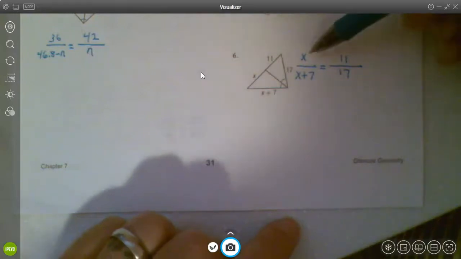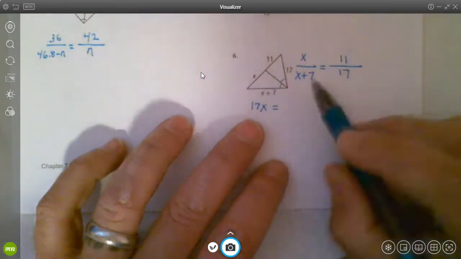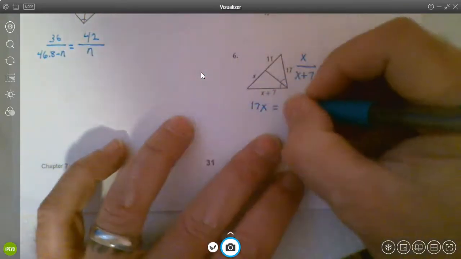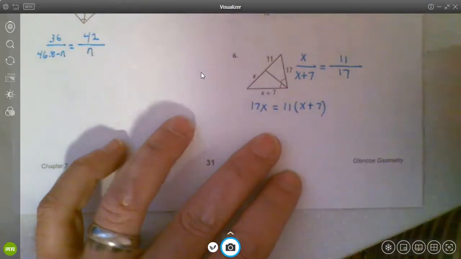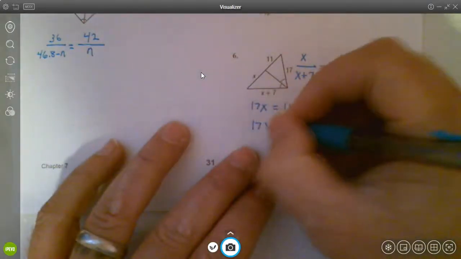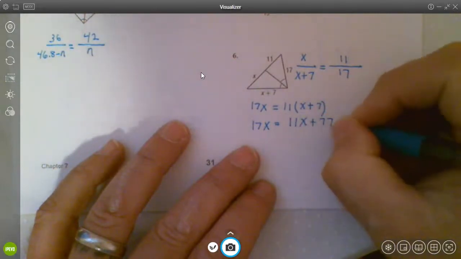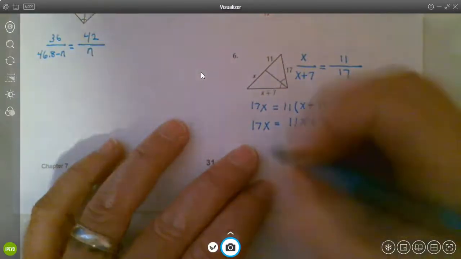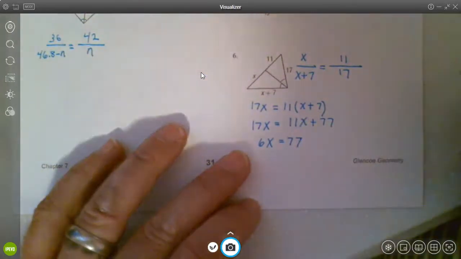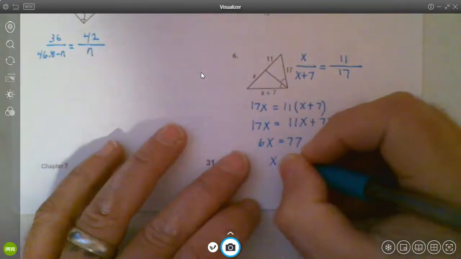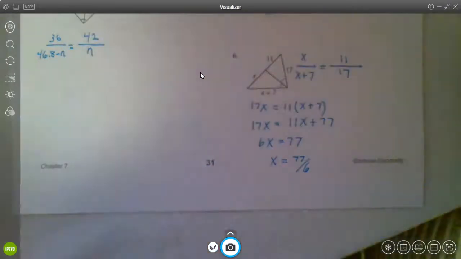So if I cross multiply, I'm going to start with x times 17. And then I'm going to do 11 times x plus 7. Don't forget the parentheses, because we do need to distribute. So that would give me 11x plus 77. And then if I subtract 11x from both sides, and we're not going to get a very pretty answer on this, but that's okay. I'm just going to leave it as a fraction. So if I divide both sides by 6, I get that right there. And that is it for 7.5.